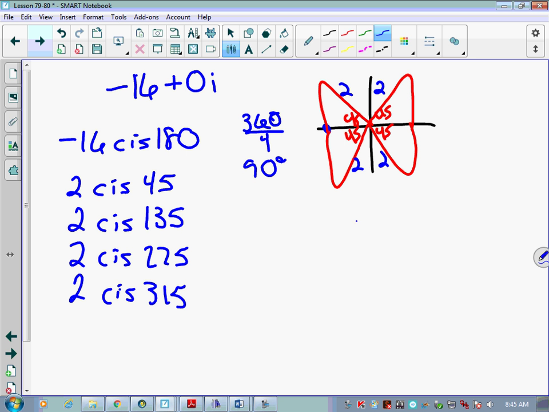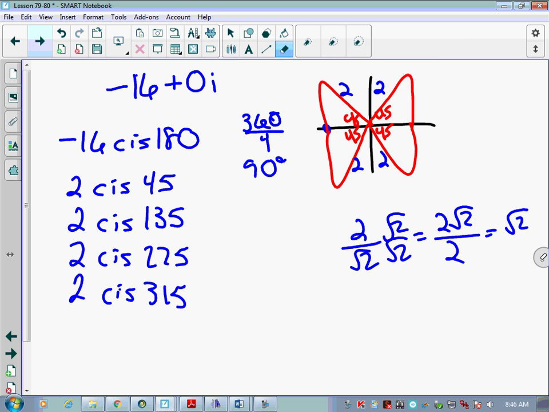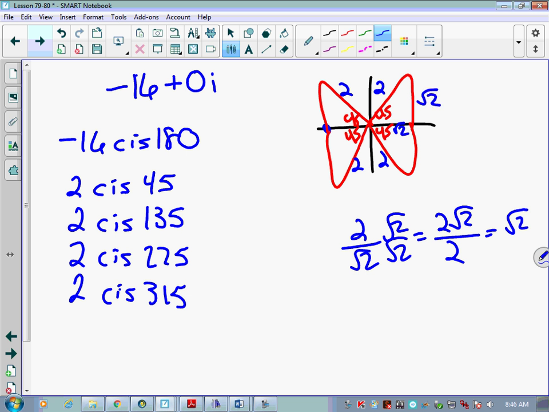Divide by radical 2. 2 divided by radical 2 means we're going to multiply. We're going to get 2 radical 2 over 2, or what? Just radical 2. Okay? So let's clean this up a little bit. All right. This would be radical 2, radical 2. So this is going to be radical 2 plus radical 2i. Right? This is going to be negative radical 2, radical 2. So our answer there is negative radical 2 plus radical 2i.